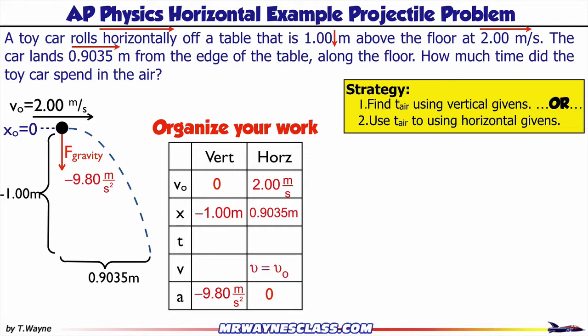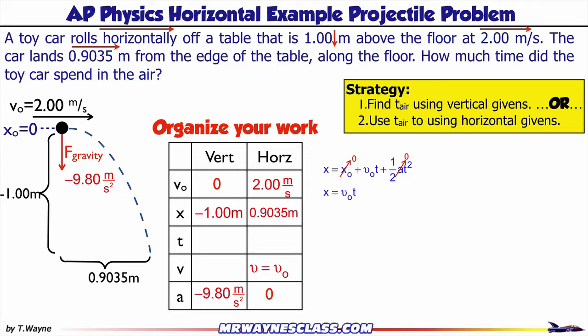Now let's look at the horizontal givens to solve this problem. Horizontally, I know I have V0, X, A, and I want T. So I'm going to use my X equals X0 plus V0 T plus 1/2 A T squared. X0 is equal to 0. The acceleration is also equal to 0 horizontally. So I look at that square in my table and see where the 0 is. That means X is equal to V0 T. For this level of physics, that's always going to be true horizontally, that you're just going to have X equal to V0 times T without an acceleration.